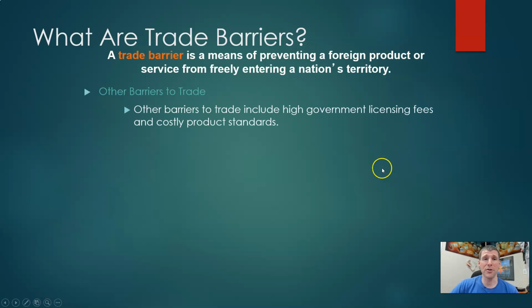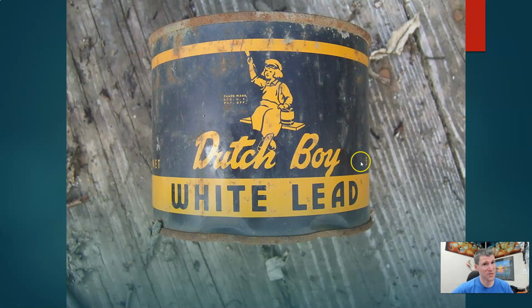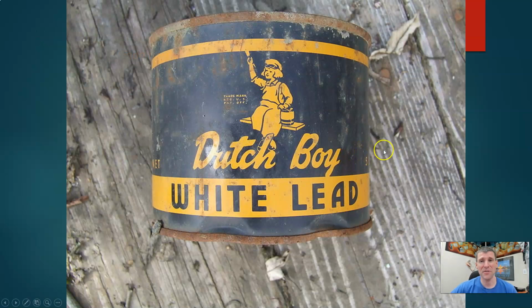Other barriers to trade you could use are licensing fees or product safety standards, where you're not directly limiting the imports. Instead, you're doing other things that will make the imports more expensive, making the cost of doing business in the U.S. more expensive than it otherwise would be. Now, it doesn't mean that all safety standards are bad.